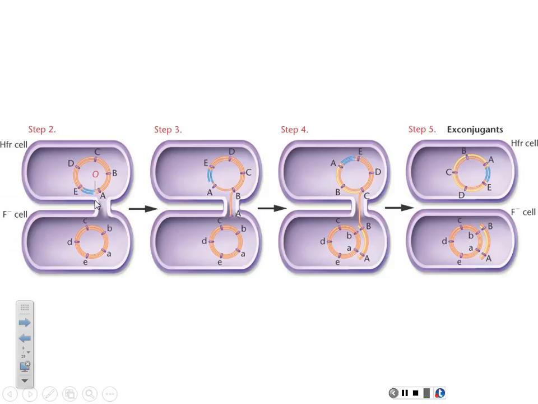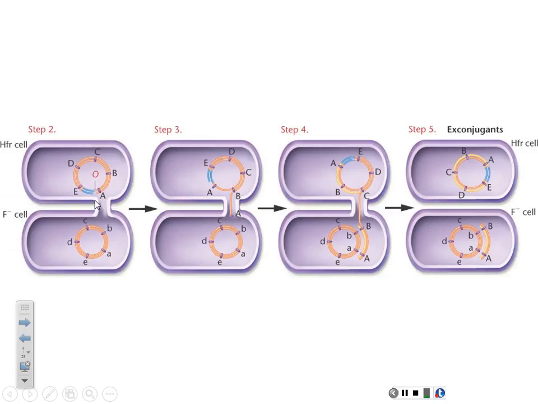And if you interrupt this conjugation, if you shake the cells up and you separate them effectively, you interrupt the transfer of DNA from the cell that has the F plasmid in its chromosome into the next cell. So you can control how long or how much of the first E. coli's DNA gets copied over into the other E. coli cell.